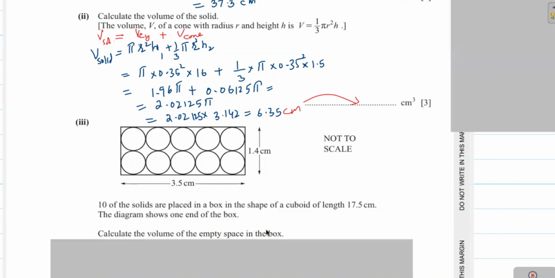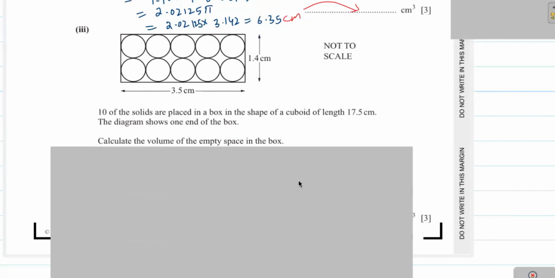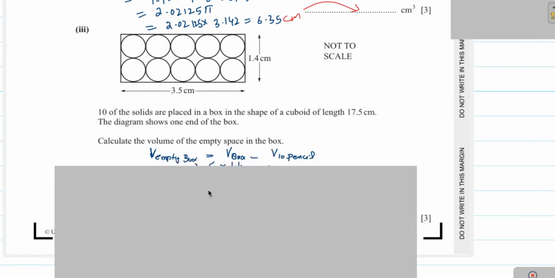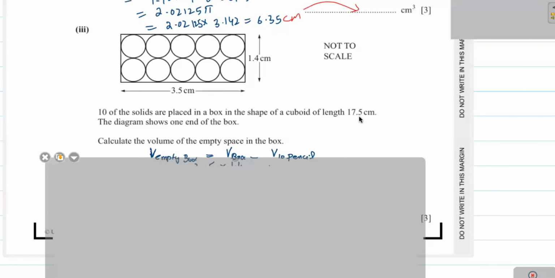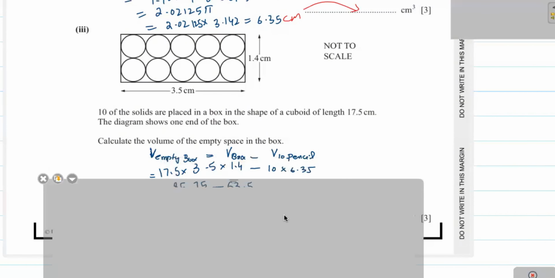Calculate the volume of this empty space. Look here, this is the box in which 10 solid pencils are placed. The shape of this box is a cuboid. The length is 70.5 centimeter. Calculate the empty space volume. The empty space volume will be equal to the volume of the box minus the volume of 10 pencils. Volume of box is the cuboid shape, length multiply width multiply height.